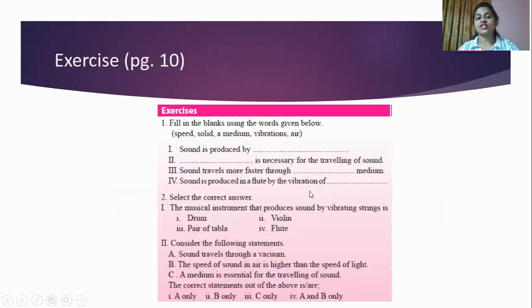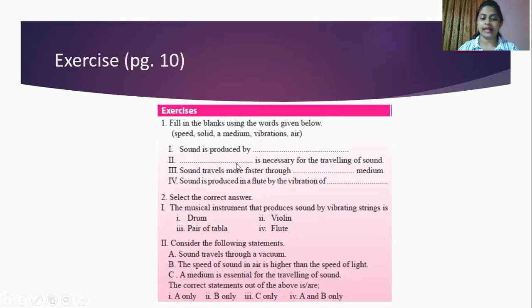So let us engage in this activity to see whether you have acquired the knowledge well. Look at the first question, children. Fill in the blanks using the words given below. The words given are speed, solid, a medium, vibrations, and air. Okay, let us see the first one. Sound is produced by, what is the answer for the first one? Vibration. The answer should be vibrations.